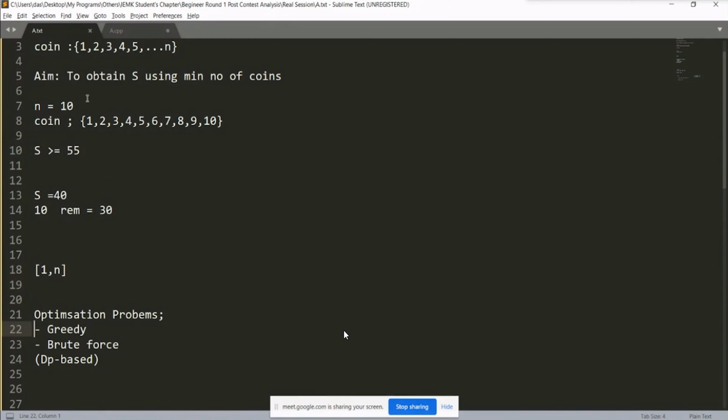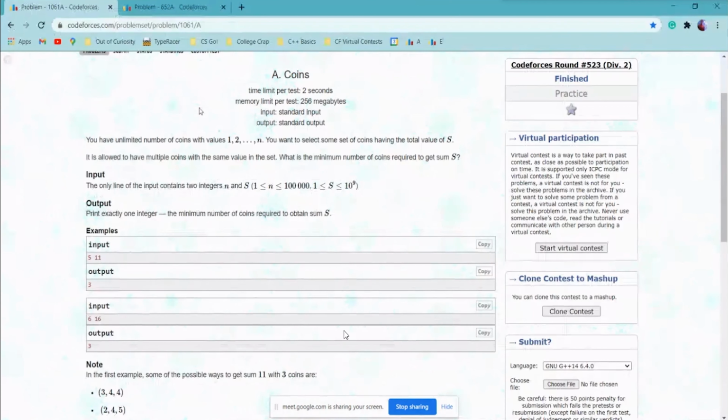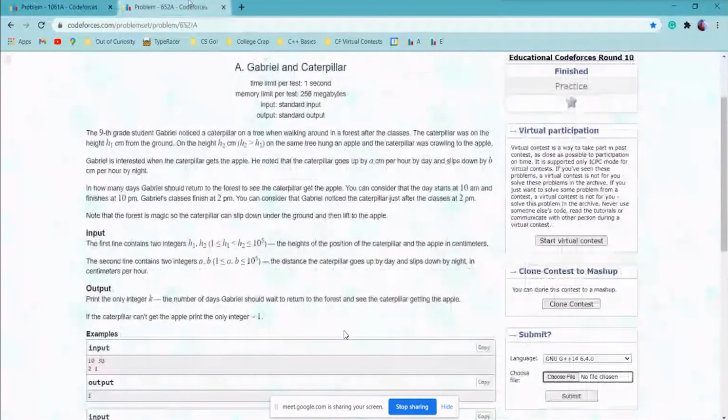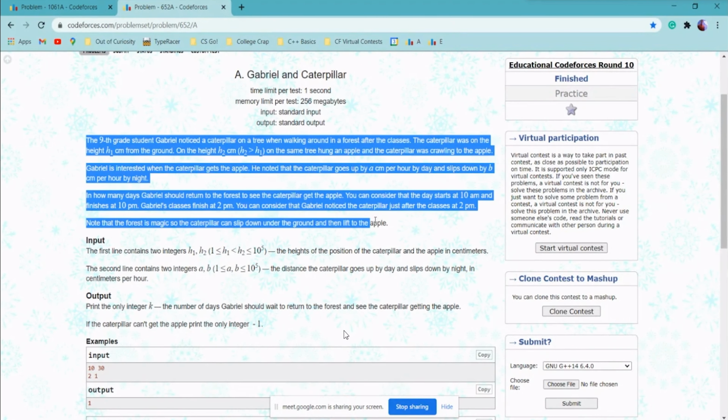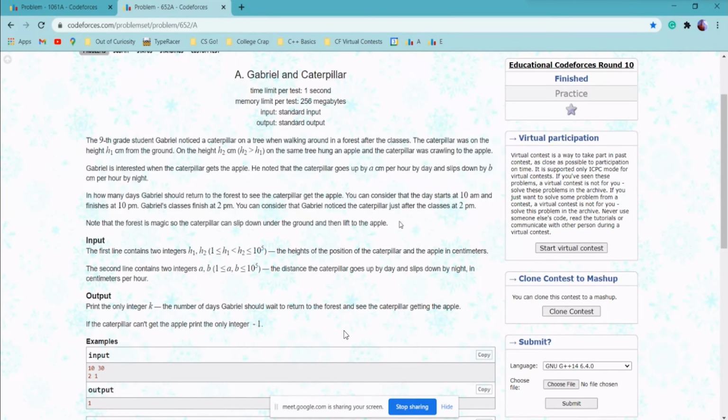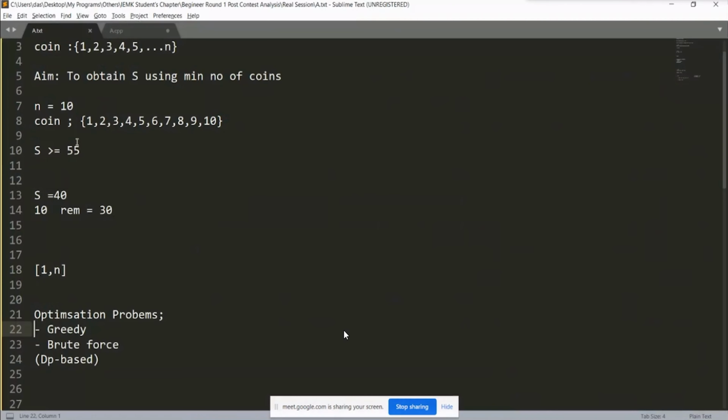So that's it for problem A. Let's hope all is good. So let's move on to the last problem, which is one of the trickiest that we had in our problem set, that is Gabriel and Caterpillar. I hope you had read the problem during the duration of the problem solving, but still I'm just going through the basics.